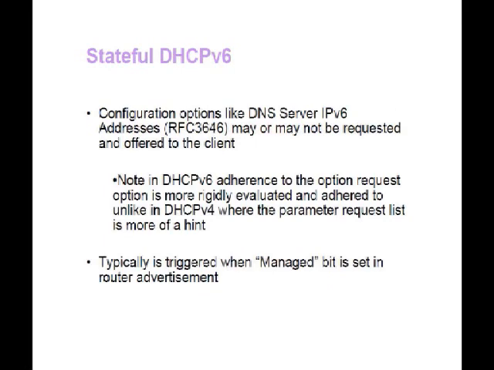Again, as part of stateful DHCPv6, we transmit configuration information, some of which we talk about here at the top of this slide, RFC 3646, which is basically DNS server IPv6 address information. And obviously it's not mandatory. The one thing to take note of as far as DHCPv6 is concerned, and this is more or less an observation, and I think it's not inadvertent, is that DHCP servers and clients will rigidly adhere to the option request option, unlike some things that we've seen over the years in V4 land.